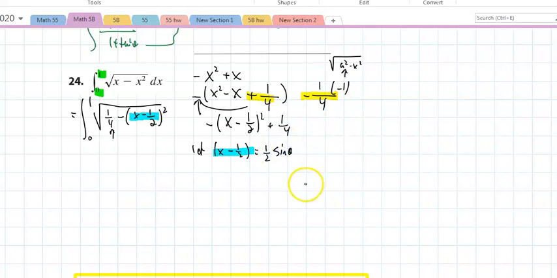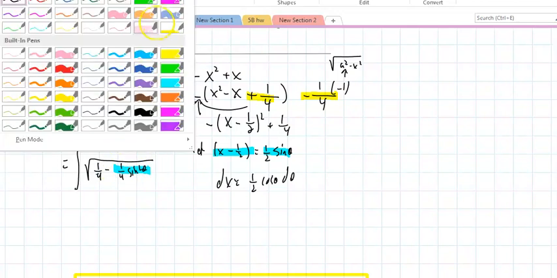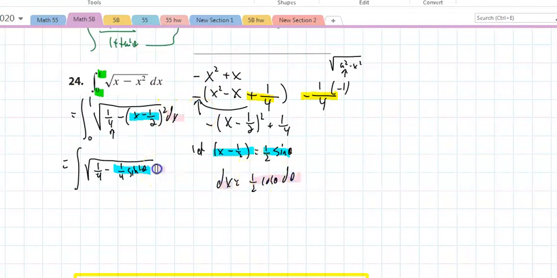Look at the table that's provided. And if I take dx, dx would be 1/2 the cosine of theta d theta. And now if I go in and I change the limits on the integral, the good news, I don't have to use that triangle anymore. This is 1/4 minus, and if I square this, wouldn't that be 1/4 sine squared of theta? And isn't dx one-half cosine of theta d theta?